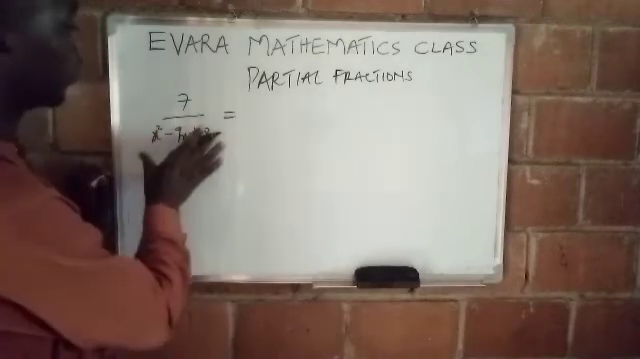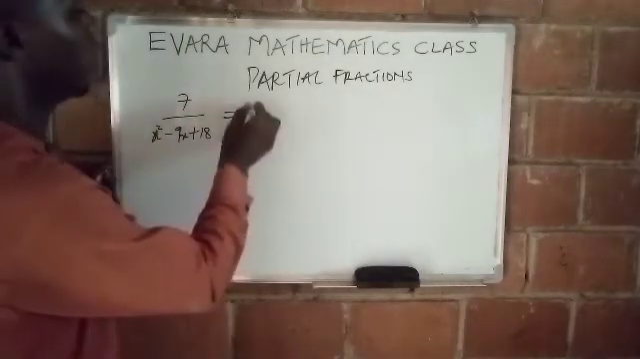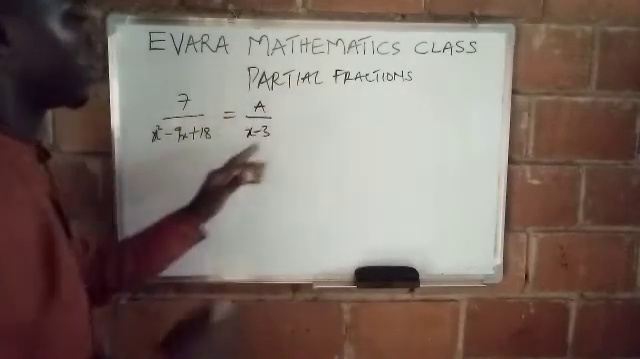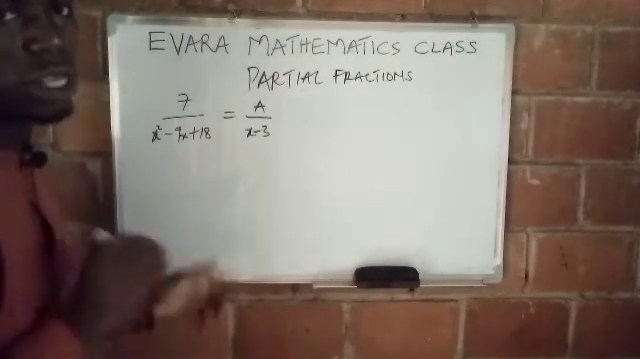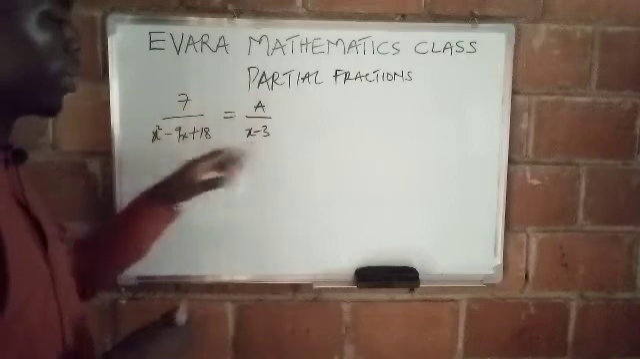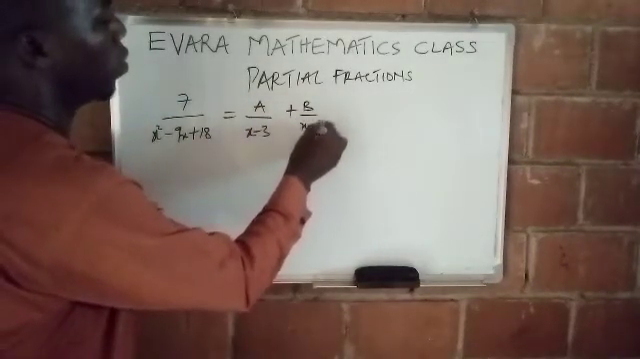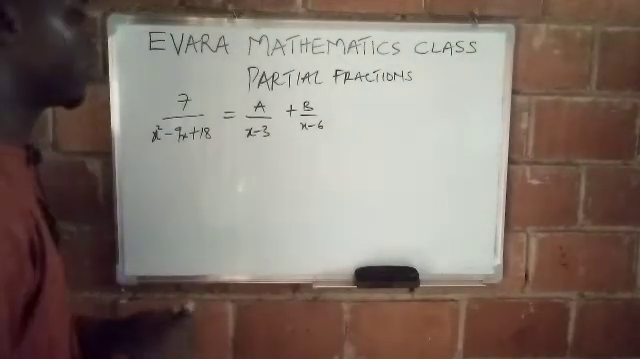So to resolve this into partial fractions now, it will be A over the first factor, x minus 3. Since we have gotten minus 3 and minus 6 as the two factors, you take the first one to be A over x minus 3. The second one will be B over x minus 6. So that's the first step.